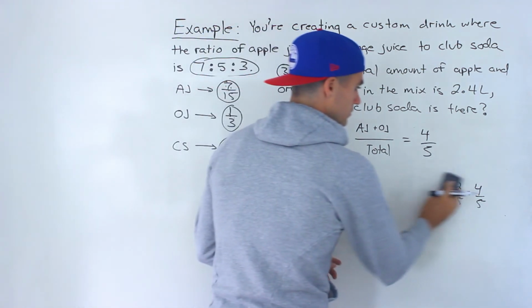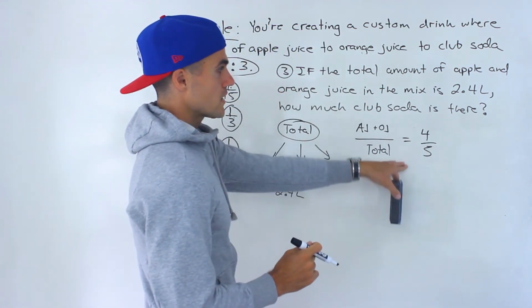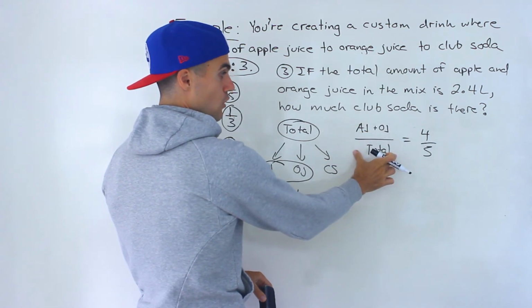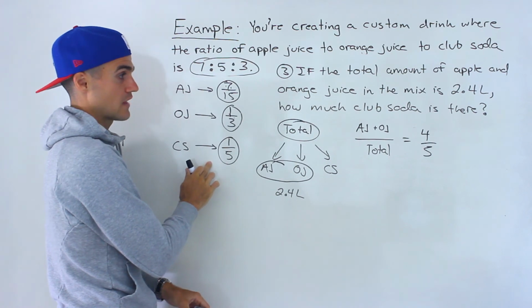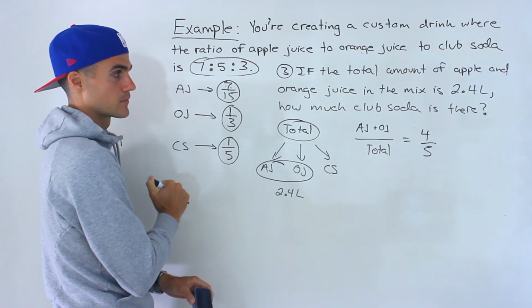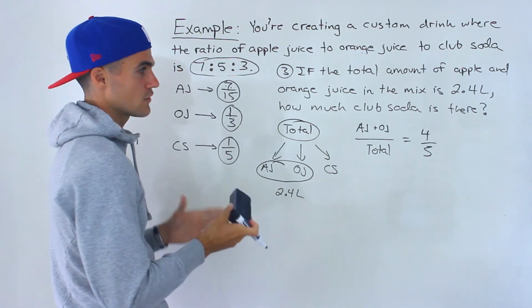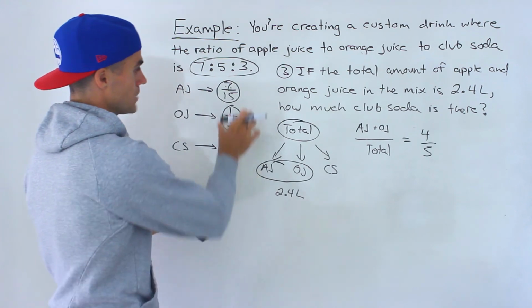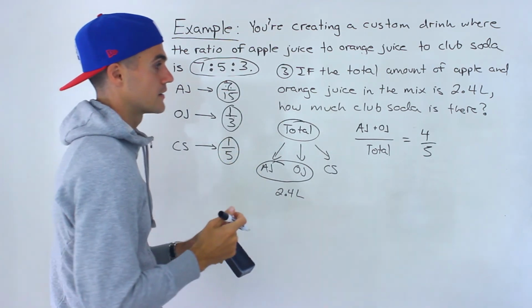And so now what we can do is use this ratio and the 2.4 liters. We know this is going to be 2.4 liters. We can solve for the total. Then once we have the total, we can find out how much of that is going to be club soda. Right? So it's just using these in whichever way. You got to be flexible depending on what they give you in the question. But once you take this ratio and convert it to these, it's not too bad.